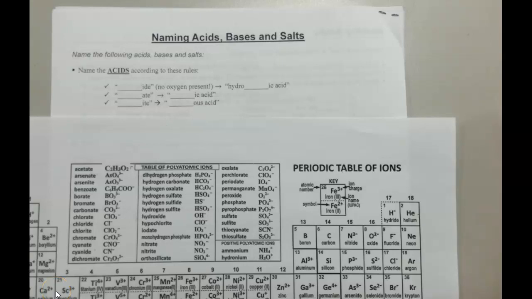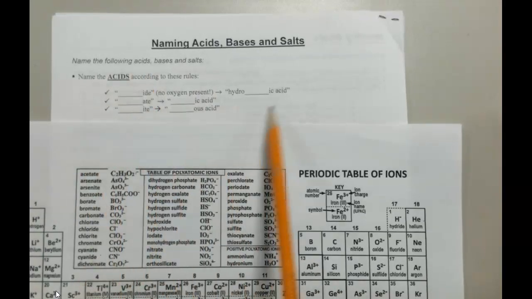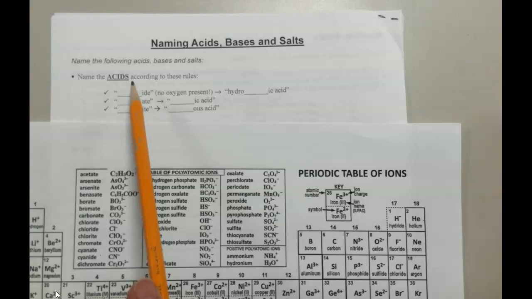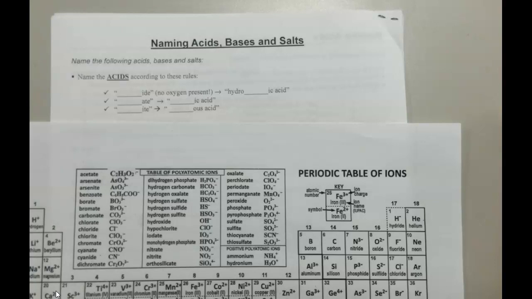Okay, now we're going to name acids, bases, and salts, and they're going to be mixed up. So yes, we're still going to use this section right here to name acids, all right? But what about bases and salts? This goes back to first semester. How do I name a base or a salt?